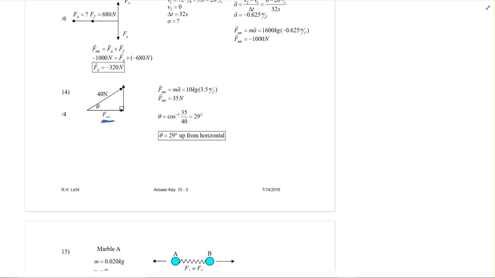Right from the question, it tells us that it is 10 kilograms and it's accelerating at this speed. So if we just multiply those together, we get 35 newtons. That is the x component of this triangle. Now that you know the adjacent side and you know the hypotenuse, using your trig identities, we can figure out the degrees right there.